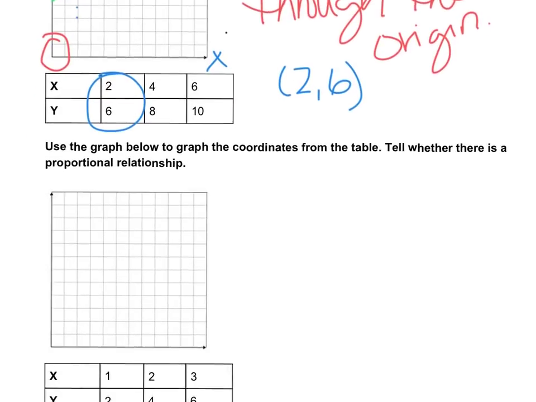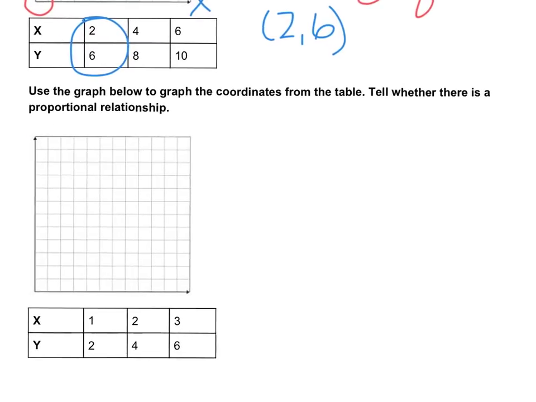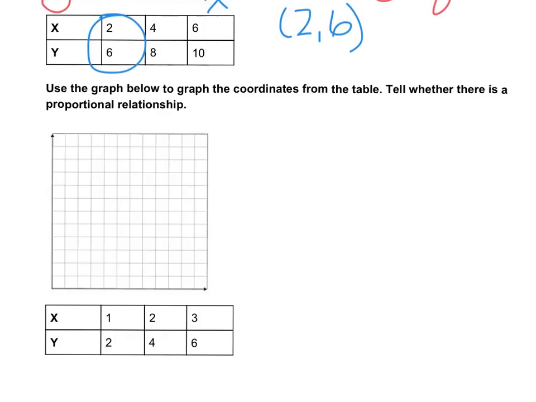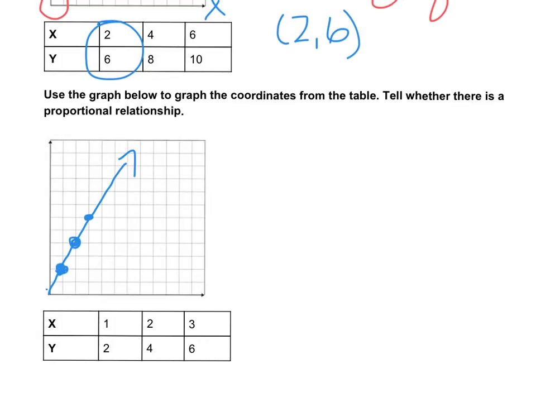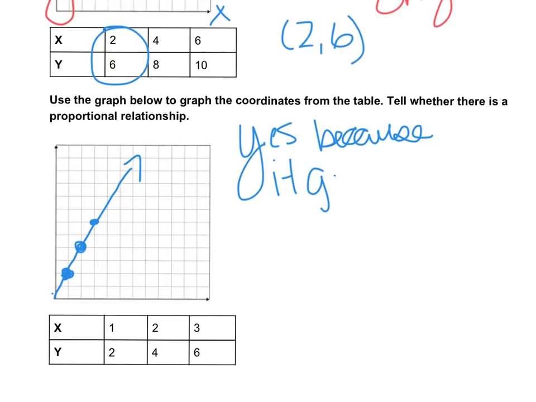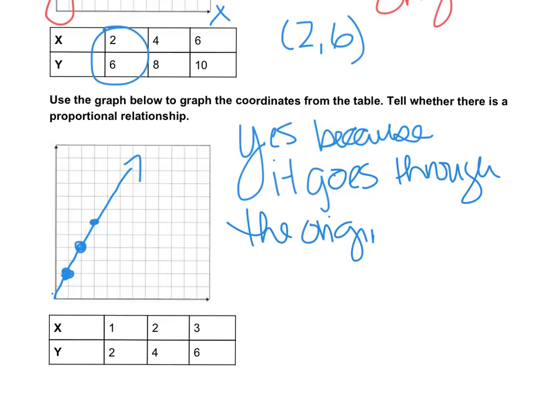All right, let's look at the second one. You go ahead and graph those, and then we will look at the proportional relationship. Okay, so does this one have a proportional relationship? Well, yes, because it goes through the origin. And has a constant rate of change.